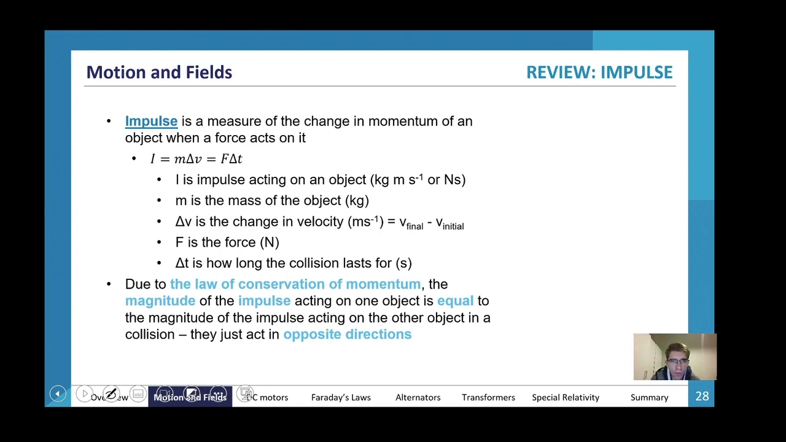m is the mass of the object in kilograms. Delta v is the change in velocity in meters per second. F is the force in newtons, and delta t is how long the collision lasts for, in seconds.